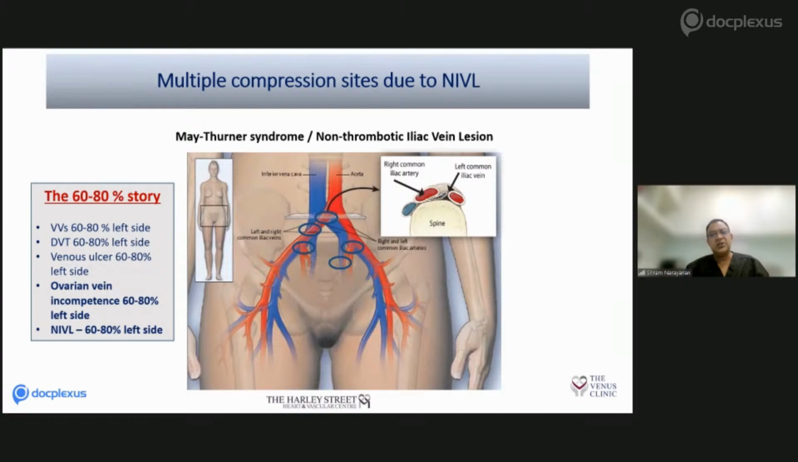We no longer try and use the term May-Thurner syndrome, because the truth is May and Thurner didn't actually discover the condition. They borrowed the discovery from somebody else and published the paper first.